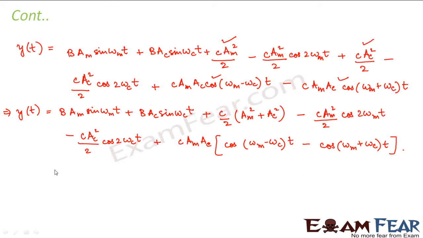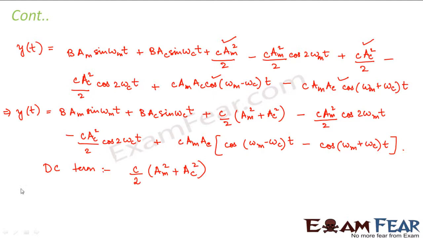So if you look at this output, what do you see? What are the DC terms here? I mean, which are the terms which do not involve sine and cos? The only term that does not involve sine and cos is c by 2 (a m square plus a c square). So we can say that the DC term, that is the direct current, is c by 2 (a m square plus a c square). And I have already discussed alternating currents in one of my previous lessons, right? So you know what is direct current, what is alternating current. So AC, DC, all those things are clear by now. So this is the only DC term in this output.